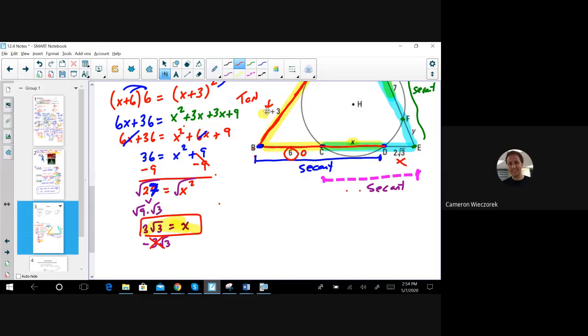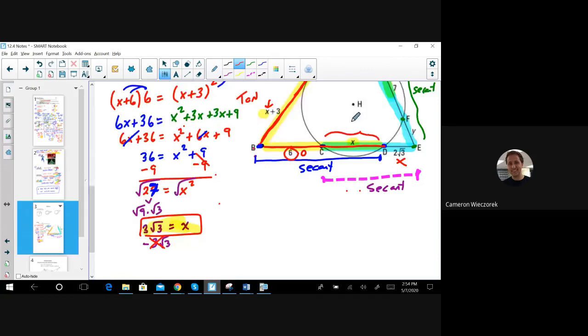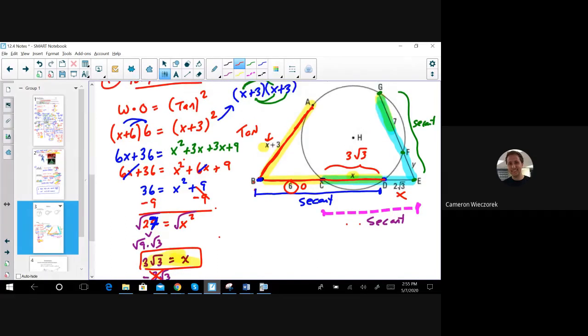So this one's 3 rad 3, which means this guy I can label now in the picture as 3 rad 3. So I'm done with the left side of the diagram. We could say goodbye to that. Now we're going to work our way towards the blue and green segments over here, and we're going to try to figure out what y is equal to.